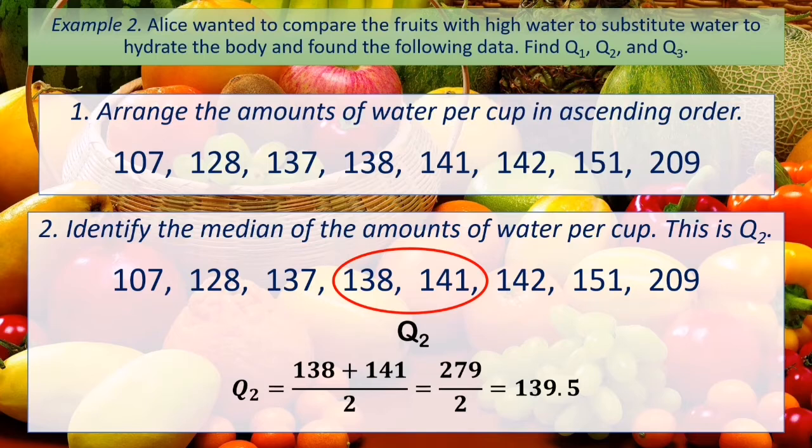So we have 138 plus 141 is equal to 279. Divided by 2, the answer is 139.5. Therefore, our second quartile is 139.5.